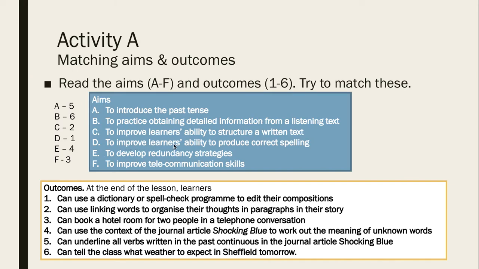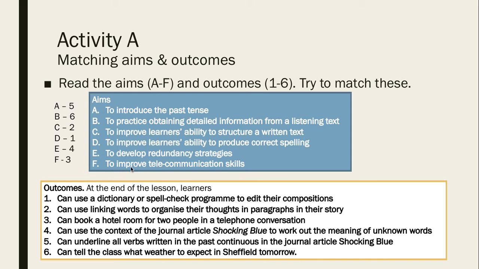Here, the aim is to improve learners' ability to produce correct spelling, and that matches up with using a dictionary or a spell check program to edit their compositions, their writing. Here, to develop redundancy strategies. Well, what does that mean? What that means is that they can use the context of the journal article Shocking Blue to work out the meaning of unknown words. So redundancy is a reading strategy, okay? And here it's being used in the context of this article and unfamiliar words.